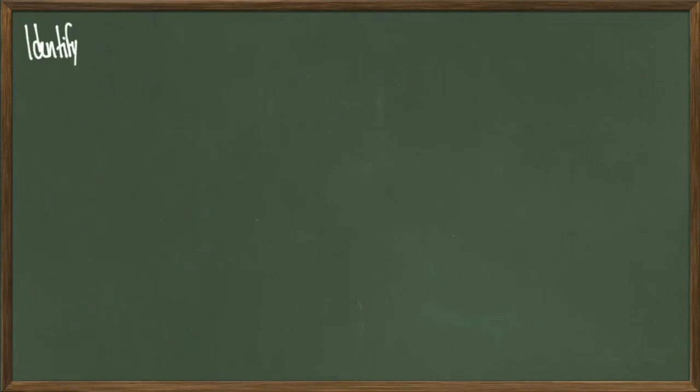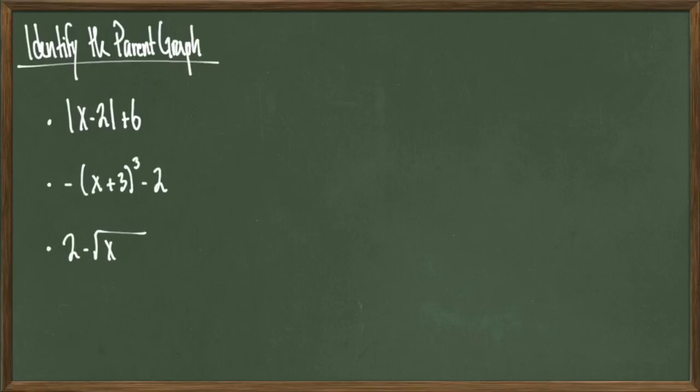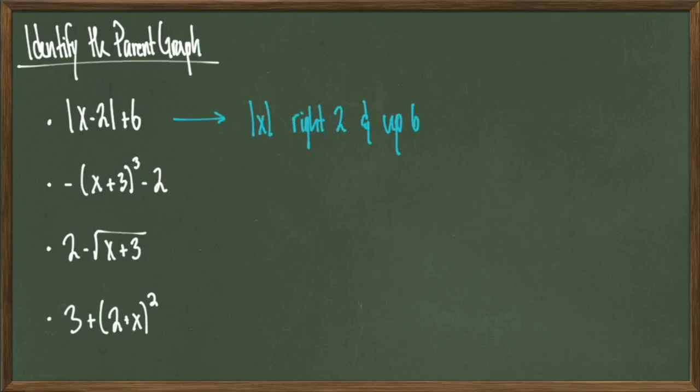In this final set of examples, I'll give you a few functions to look at that have gone through transformations, and the goal is to identify the parent graph and the transformations that took place. The first function on this list includes absolute value bars, so it's easy to think that the parent graph is the absolute value of x. That is correct. Absolute value of x would be our parent graph, where the transformations that took place would be a right shift by 2 and an up shift by 6.